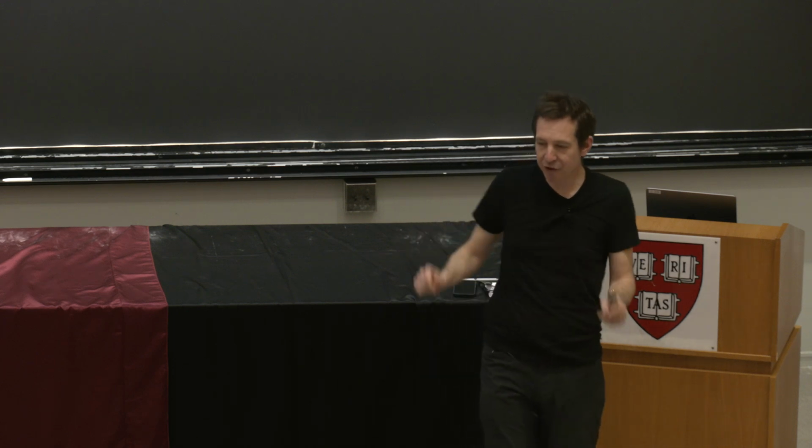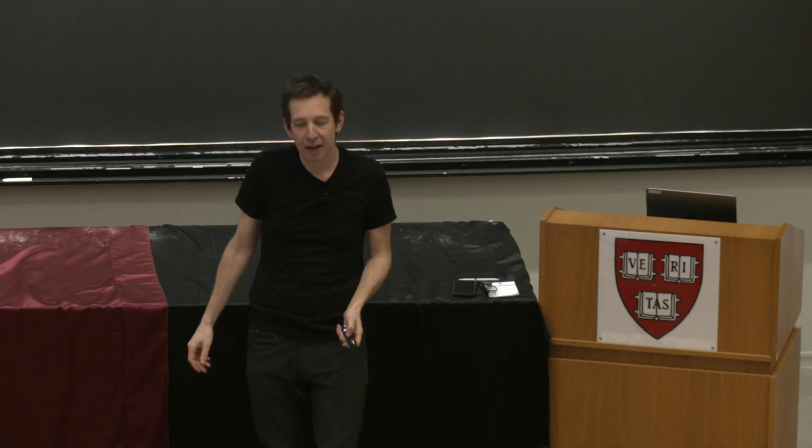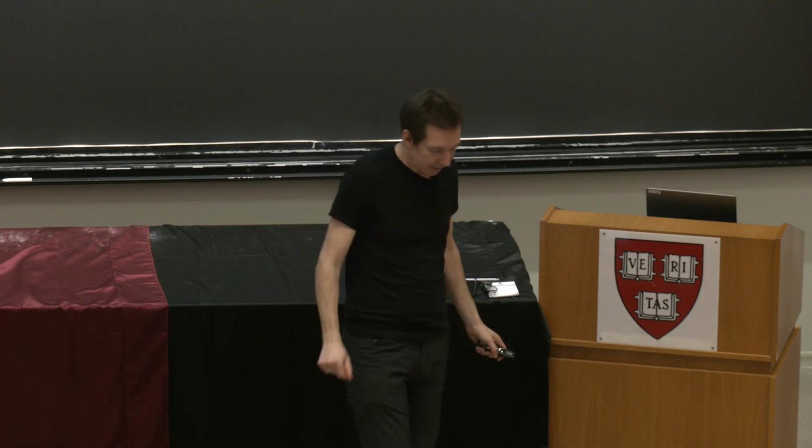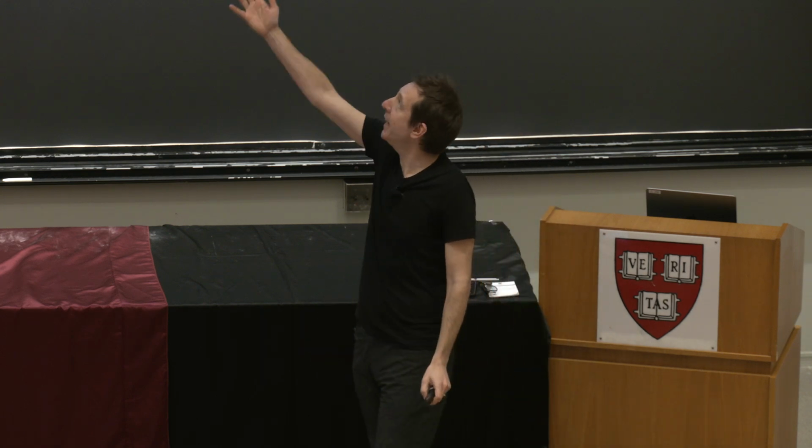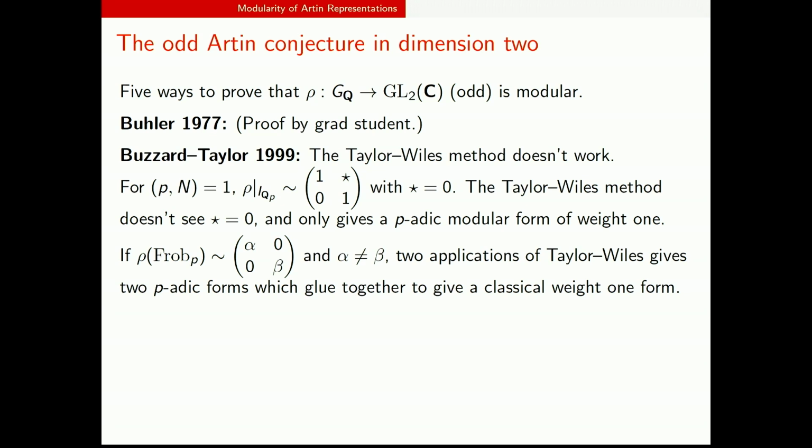So at least in some very simplified way, one idea they use is if the Frobenius has distinct eigenvalues, then you can think about it as being upper triangular in 2 different ways, by putting the (alpha, star; 0, beta) or the (alpha, 0; star, beta). And so you somehow have to exploit the fact that the star is 0, which the Taylor-Wiles method doesn't directly see. So instead, by choosing some ordering, you apply the Taylor-Wiles method twice. Then you get 2 different non-classical p-adic modular forms, and then you show that those 2 forms together can only exist if they come from a single classical form.